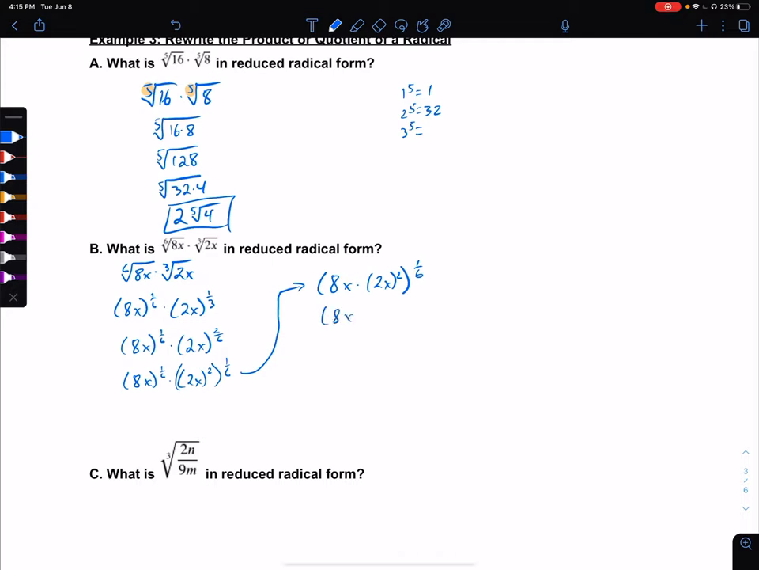This would be 8x, and then this 2x squared I'm going to write as 4x squared. I'm going to take that 2 and distribute it in, and all of this is still raised to the 1/6 power. Then I can keep combining things. 8 times 4 is 32. x times x squared would be x cubed, and all of this is raised to the 1/6 power. Now we're writing a reduced radical form, so I can put this back as a sixth root and write this as 32x cubed. And luckily for us, there are no sixth roots that go into 32, so we can finally stop there.